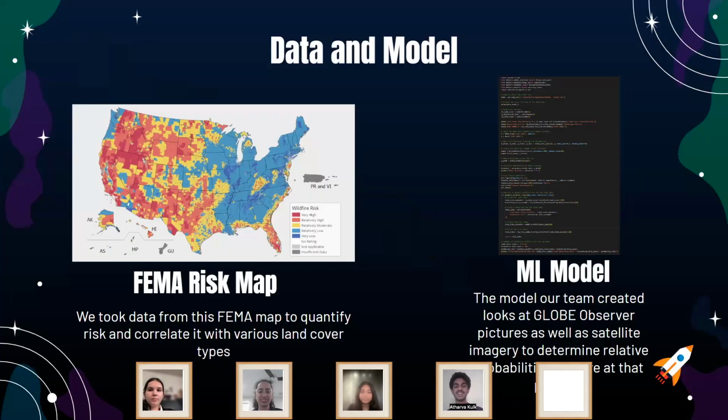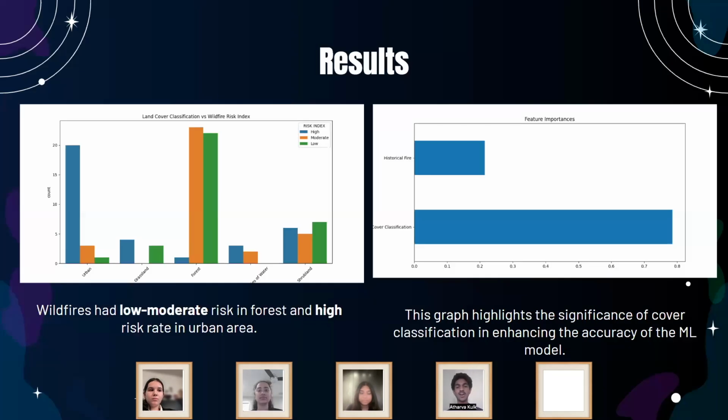Now looking at the data and model, as Akshada mentioned before, we have the FEMA risk map, which we use to identify the wildfire risk in every coordinate, and then we have the machine learning model, which we use for predictive analysis. So here are our results.